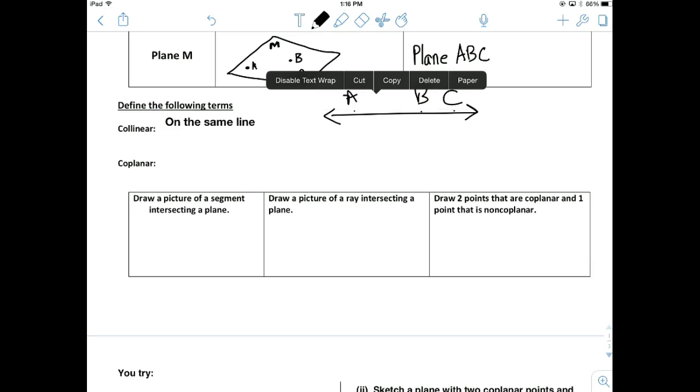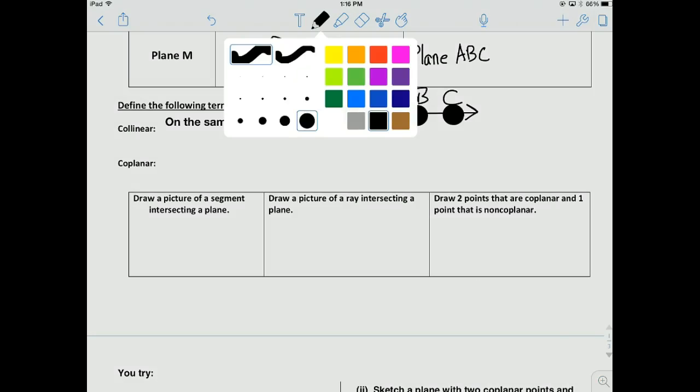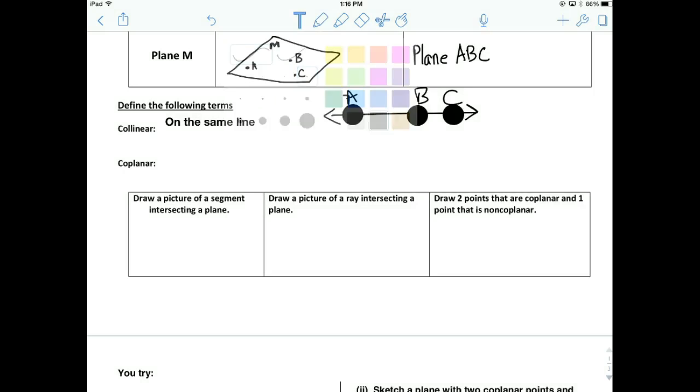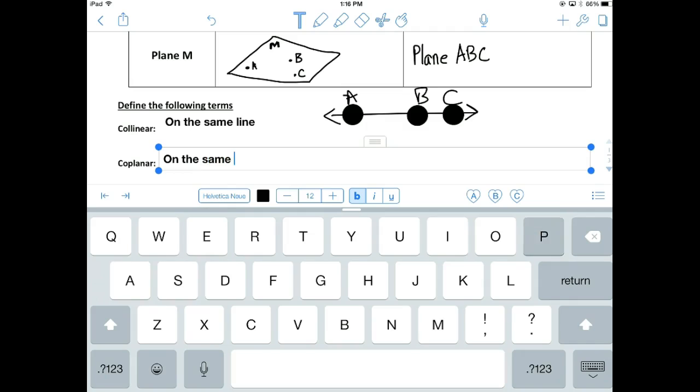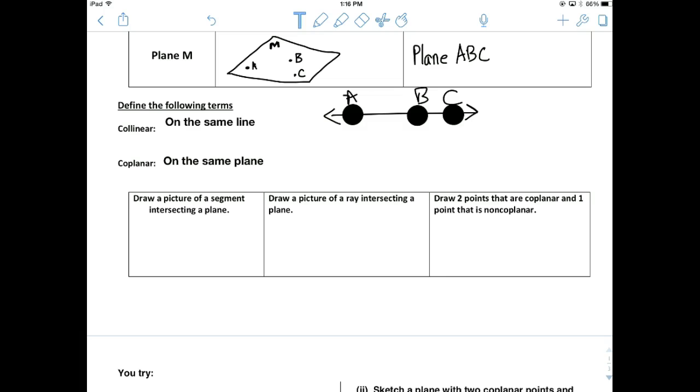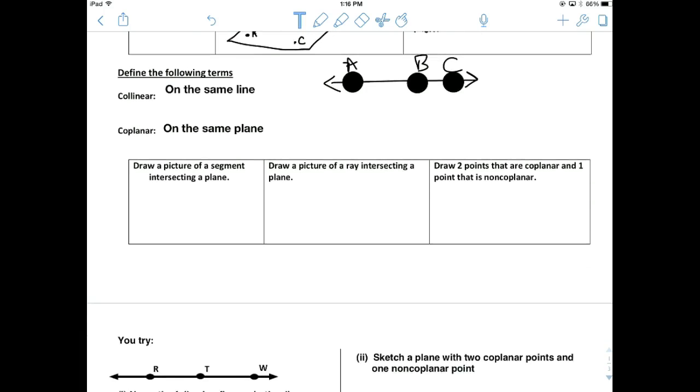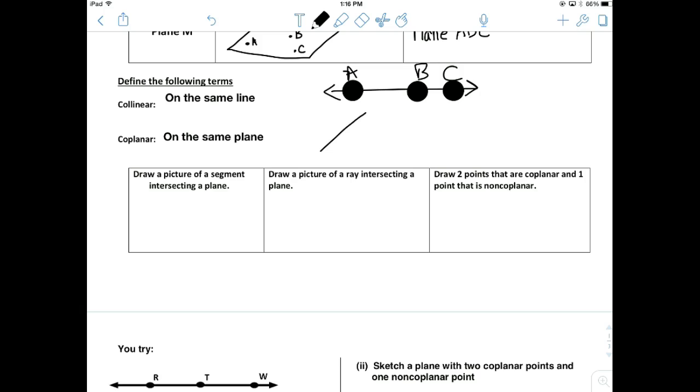Just going to shrink this out of the way. There. Coplanar means on the same plane. And this one is an easy one to draw as well, where we're looking to draw a plane, and we can add points anywhere on that plane. Coplanar.